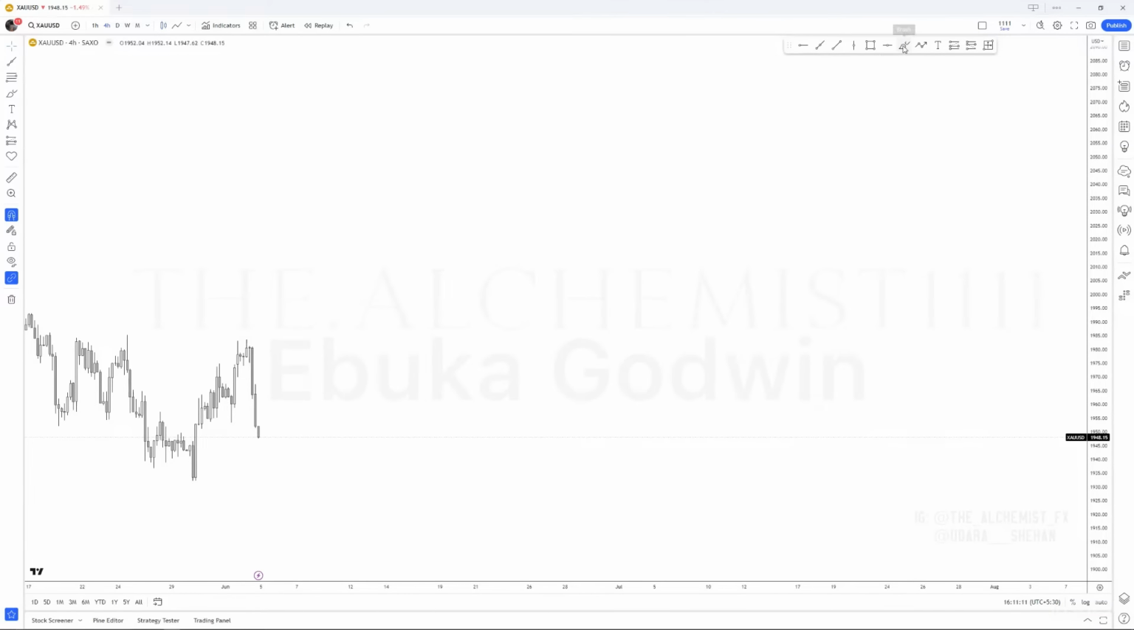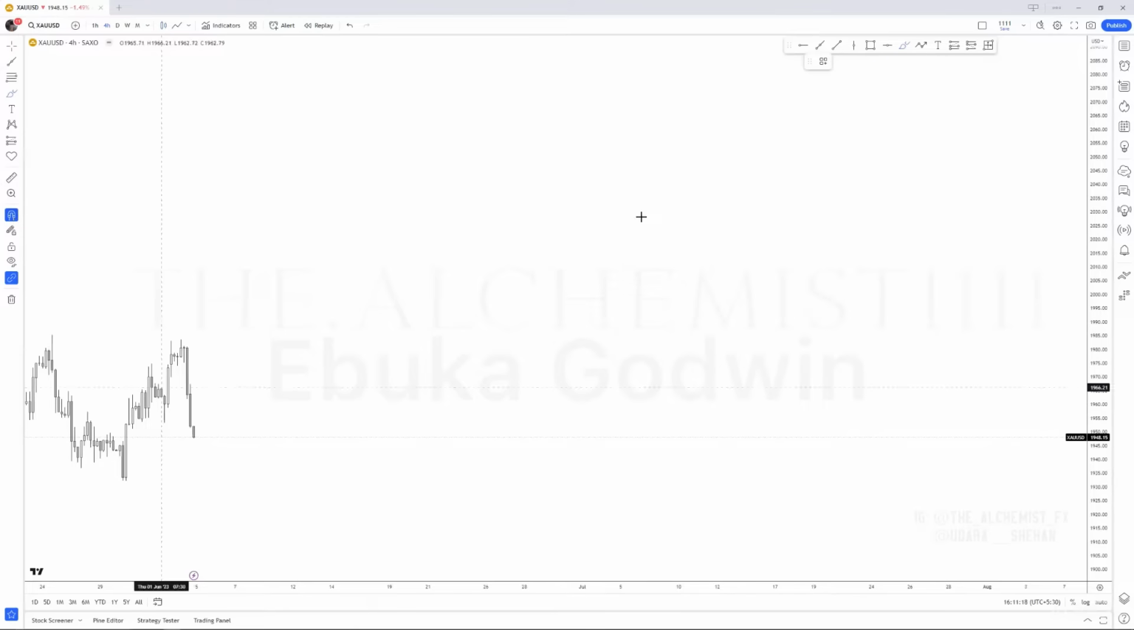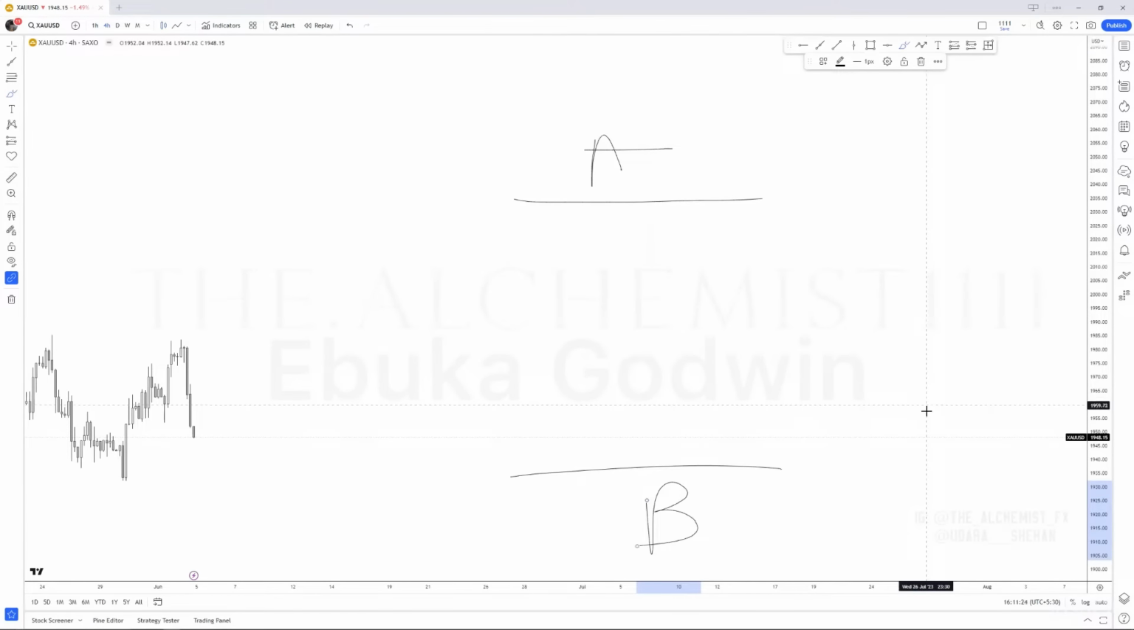Because there's the thing. Let's say a simple example. I know you guys might know this, might not, so I'll just make it simple. Let's say we have a move from point A to point B. We know that daily is bearish, so this is what we're expecting: the daily time frame to drop from here to here.